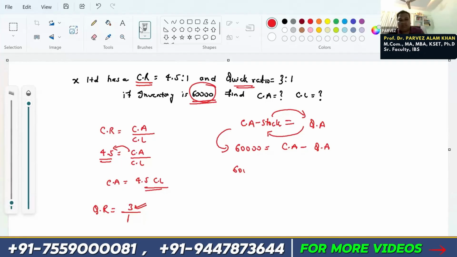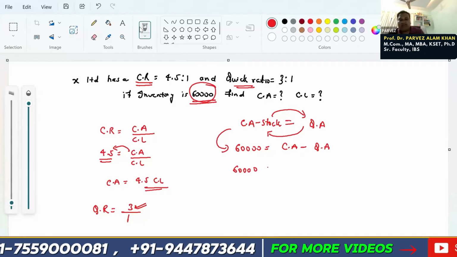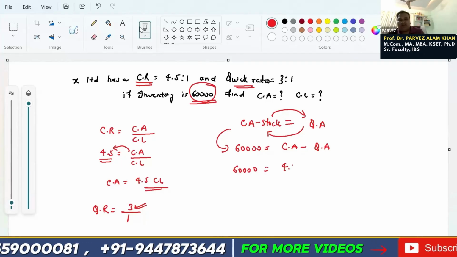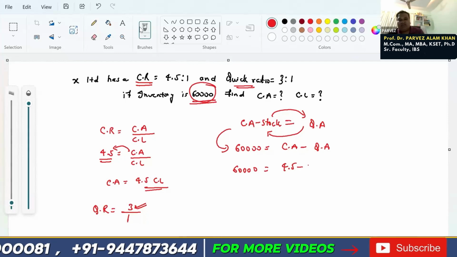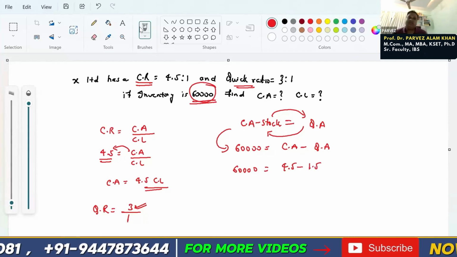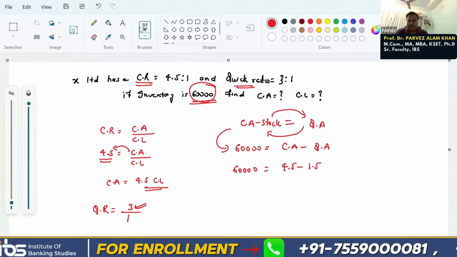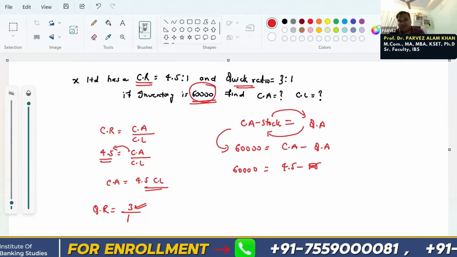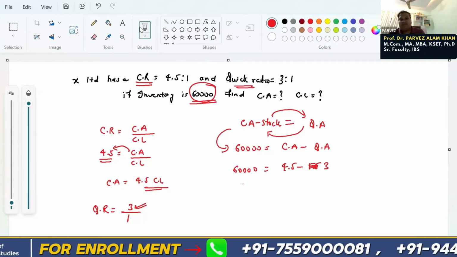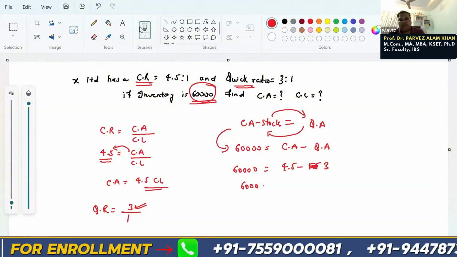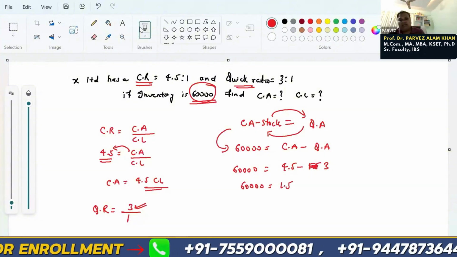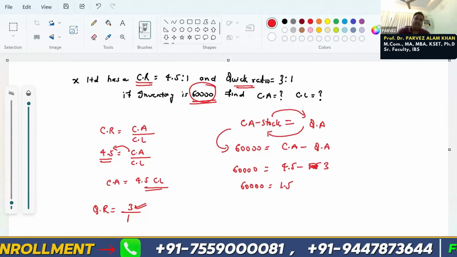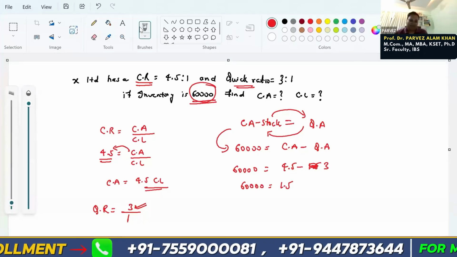So this 60,000 will be equal to how many times? 4.5 I can write for current asset, and for quick asset I can write 3. Sorry, I said 1.5, sorry, 3. So this 60,000 is 1.5 times, right? Is it clear till here?